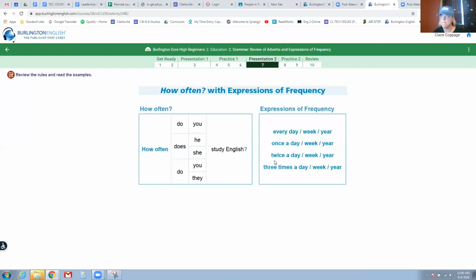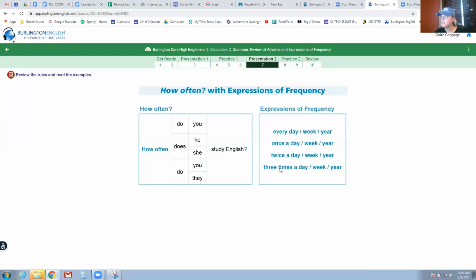Twice? Dos veces al día, dos veces a la semana o dos veces al año. Good, good. And the last one. 3 times a day. 3 times a week. 3 times a year. Good. 3 veces al día, 3 veces a la semana o 3 veces al año.